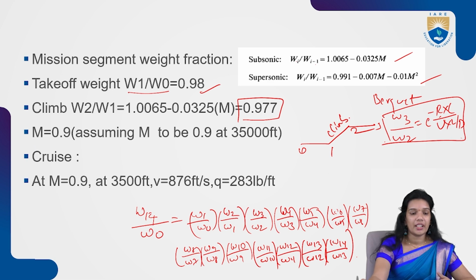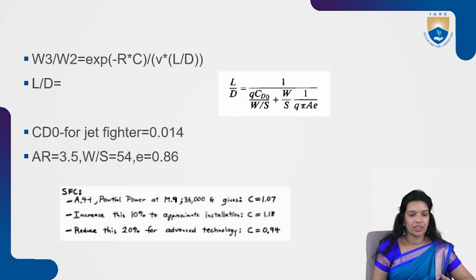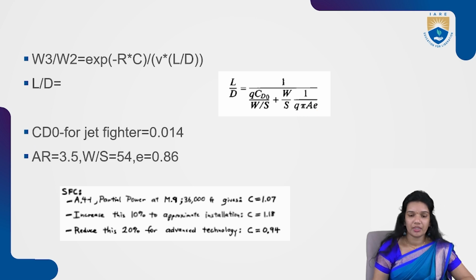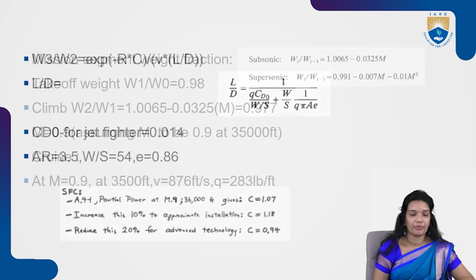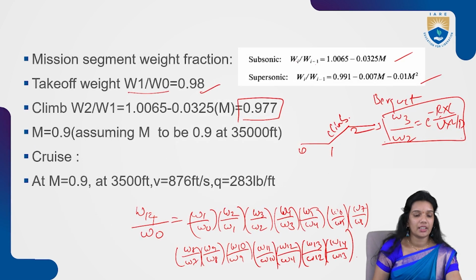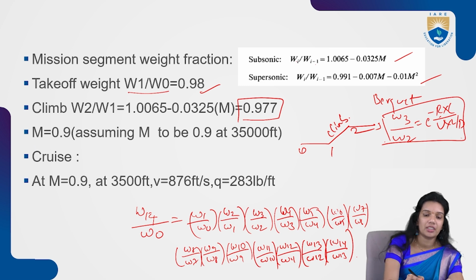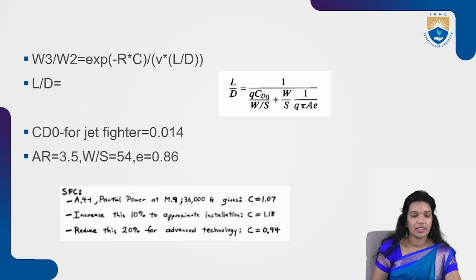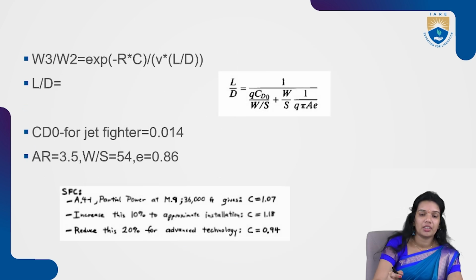Now here I have a different way of approaching it, so my L by D is different here. My L by D here is going to be 1 by (q CD naught by wing loading plus wing loading into 1 by q pi A e), where q is the dynamic pressure, W by S is the wing loading, and A is the aspect ratio. Now for that, my Mach is still 0.9 at 35,000 feet, velocity is 876 feet per second, and dynamic pressure is 283 pounds per square foot. These are all the data we know, and we are going to calculate this L by D.